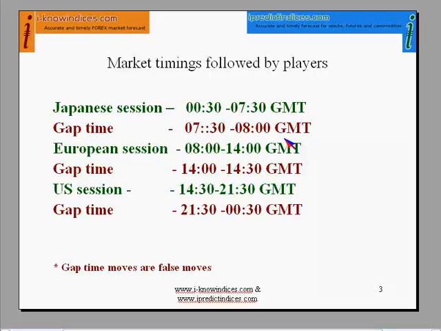7:30 to 8 GMT is the gap time before the European session. 8 to 14 GMT is the European session. Gap time is 14 to 14:30 GMT. Then the US session is 14:30 to 21:30 GMT. And the gap time after the US session is 21:30 to 0030 GMT.